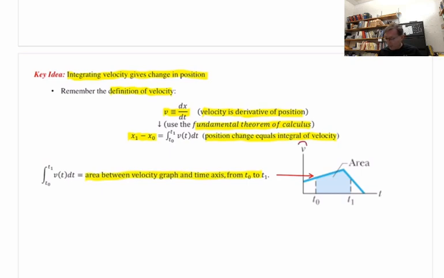So now you need a graph of velocity versus time. And you have to be told the starting time t0 and the ending time t1. And you have to have a graph so that the area underneath it is simple shapes like rectangles and triangles. And you can find that area, and then you can find the integral of velocity, which will give you the change in position. So these are the key ideas. Let me show you how that's going to work by doing a Wiley Plus type problem as an example.